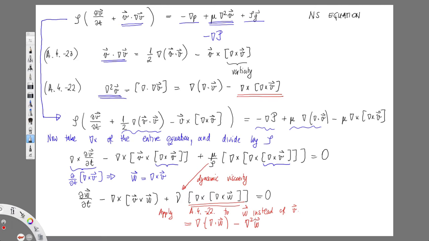Now I have a divergence of W. Divergence of a curl is zero. Just like curl of a gradient is zero, you can prove it in the same way. I'm not going to prove it here, but you can prove it to yourself. So whenever I have a divergence of a curl, this is equal to zero, because divergence of a curl is zero for any vector V.